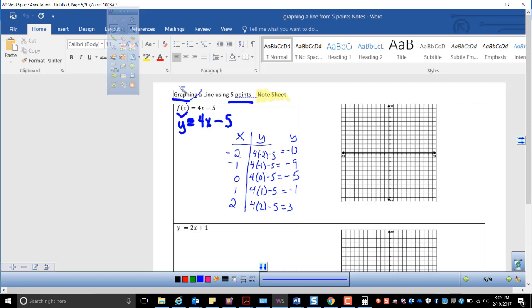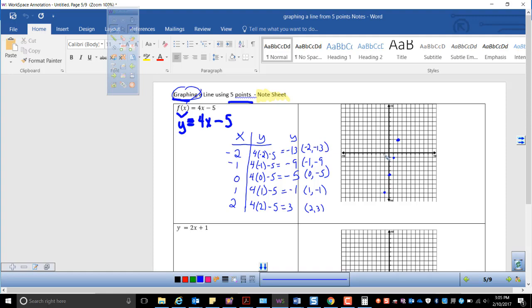Now our whole goal is to graph. So we got 2, 3. These are ordered pairs. x is 2, y is 3, so 2, 3. Then this ordered pair is 1, -1. This ordered pair is 0, -5. This ordered pair is -1, -9.